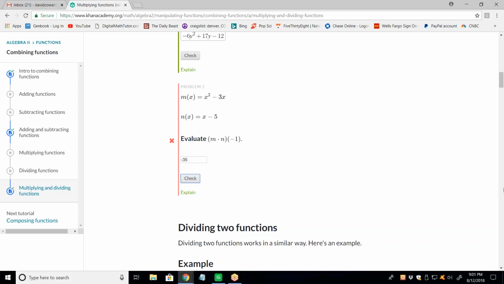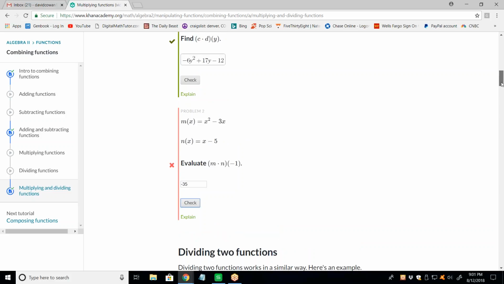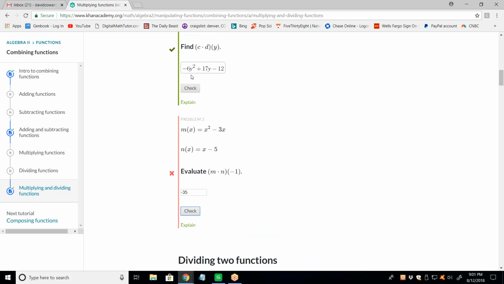Ooh, wrong. What do we do? Oh, I see. So it's m(x) is equal to x squared minus 3x. Oh, it's a different thing altogether. I thought it was the same C and D function. Okay.